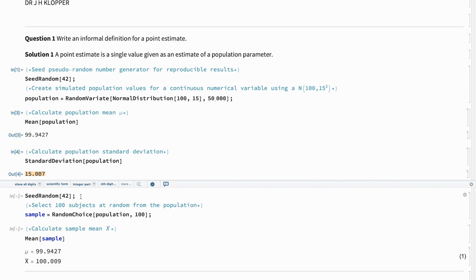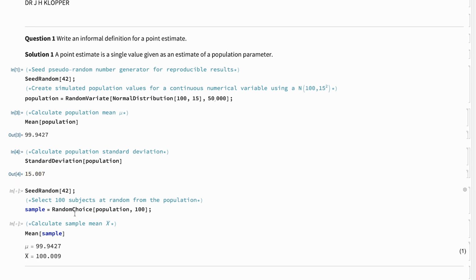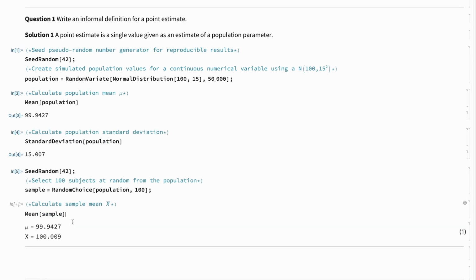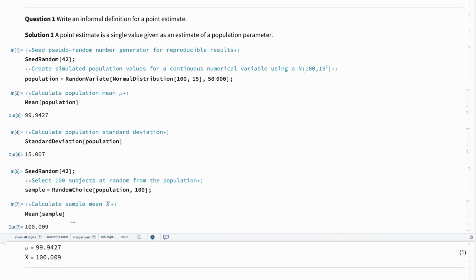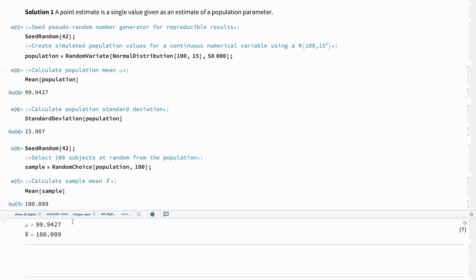Now, I'm going to imagine that I'm a researcher, and I'm going to select from my population of 50,000 subjects, 100 subjects at complete random. That's what I do with this bit of code here. I randomly select 100 subjects from my population, and I can now calculate a sample mean. In other words, I'm calculating a point estimate. And there we can see my 100 random subjects, the sample mean for our continuous numerical variable is 100.009.